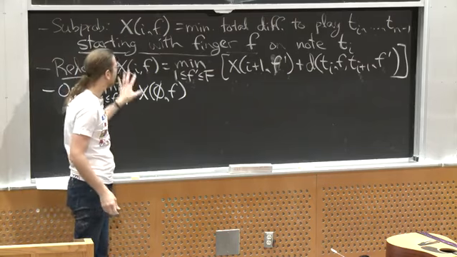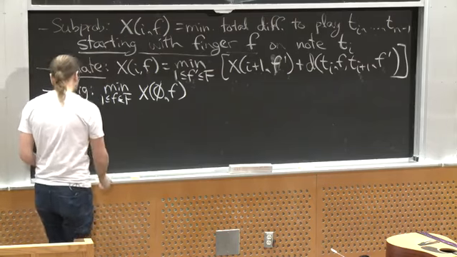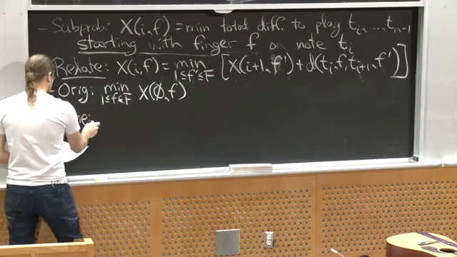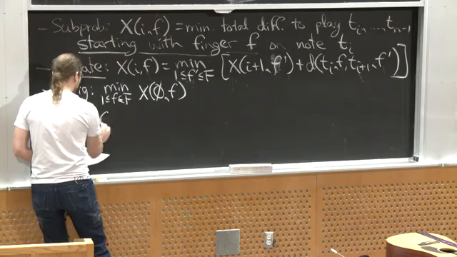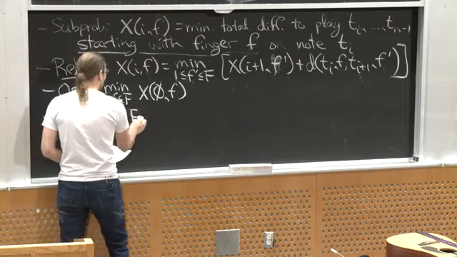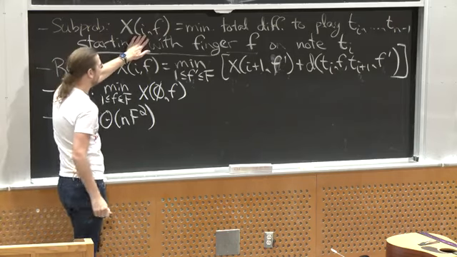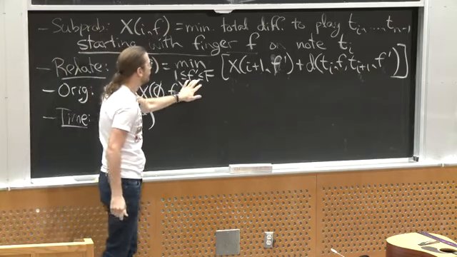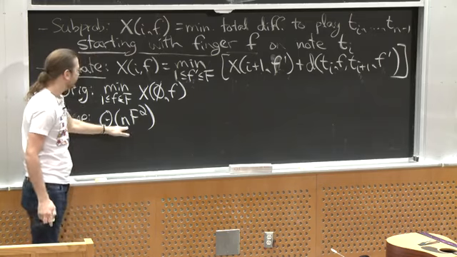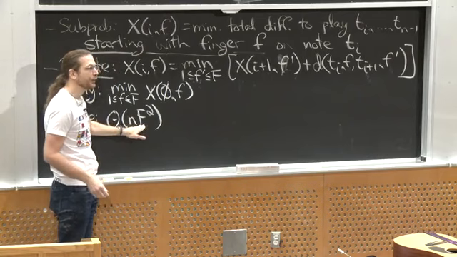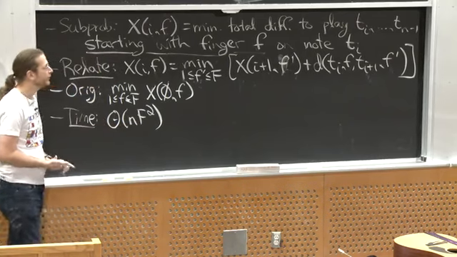And so then this recurrence gives me the overall solution in, I'll just jump to the time. You need a base case and topological order. But it is n F squared time. There are n times F subproblems here. And for each one, I'm doing an optimization over F choices. And so I get n times F squared. It's a polynomial. And if F is a constant, this is actually linear time, very fast DP.